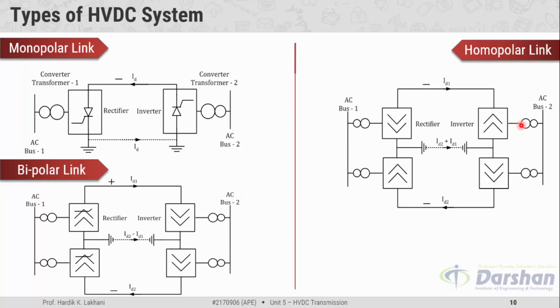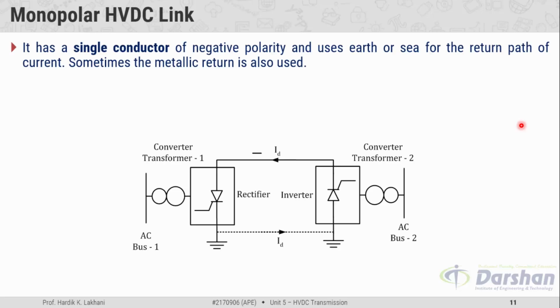Now let us understand each type of HVDC system in detail. Starting with the monopolar HVDC link, as I said earlier, it has only one conductor between the rectifier and the inverter unit. It is generally of negative polarity and uses the earth or sea for the return path of the current. Sometimes a metallic return is also used.